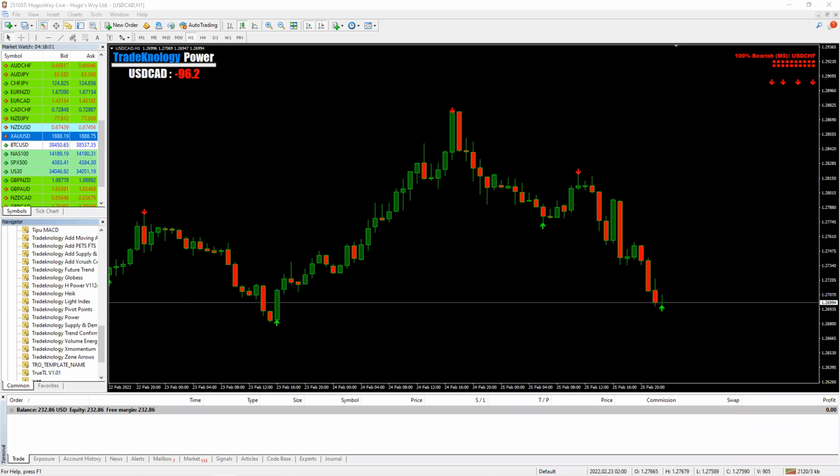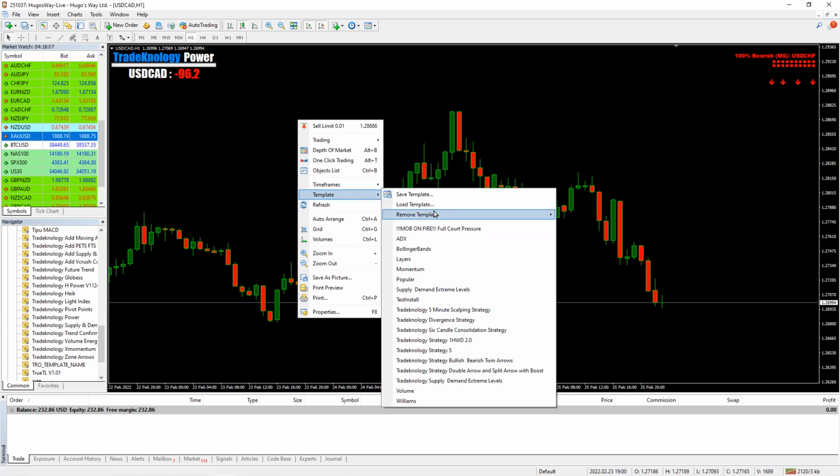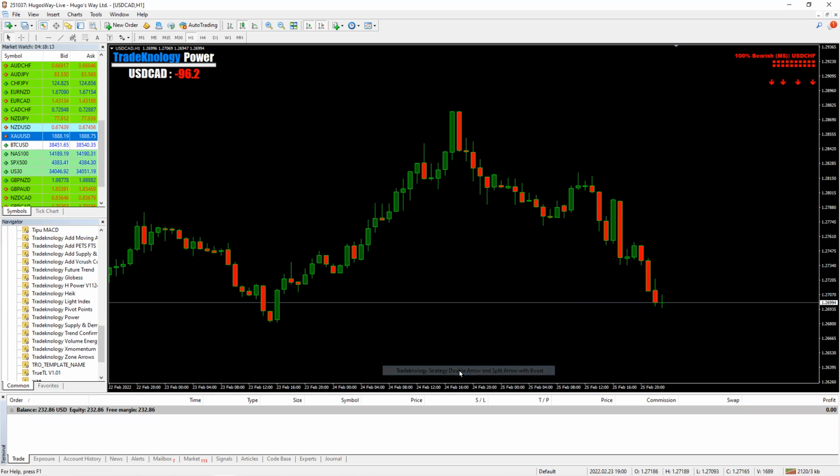I'm going to take everything out. And now we start with a naked chart. And then we go to my templates. The first template that we're going to go over here is the double arrow with a boost.